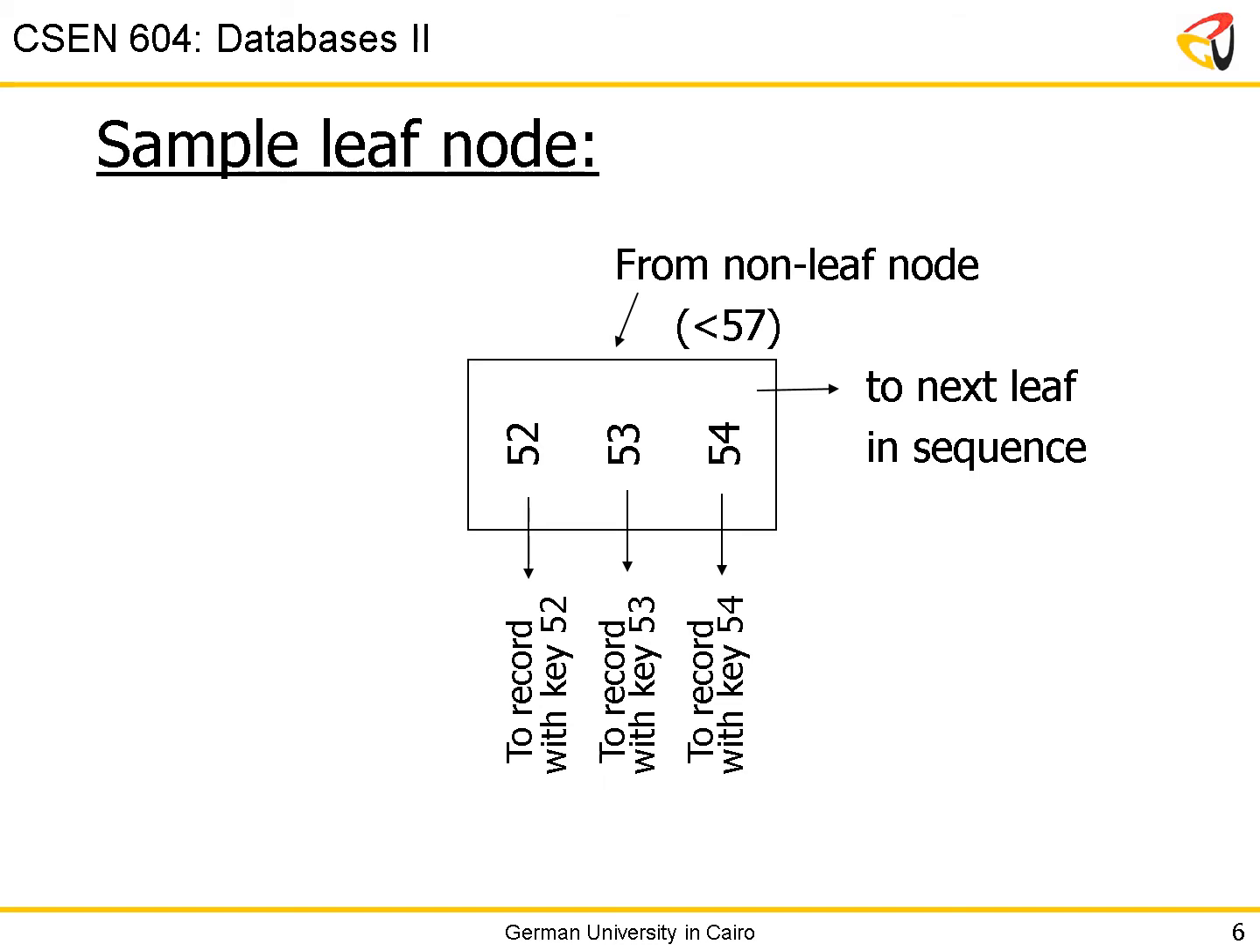So if I got a query, select star from table where age equals 52, I will, as we will see, start from the root going downward all the way to this leaf node, and I will find the entry 52. And then I follow the reference to find out where that row is. That will give me the page address and the row within that page. So I go and load that page and add the row to my result set.